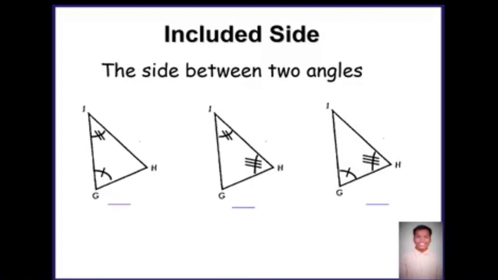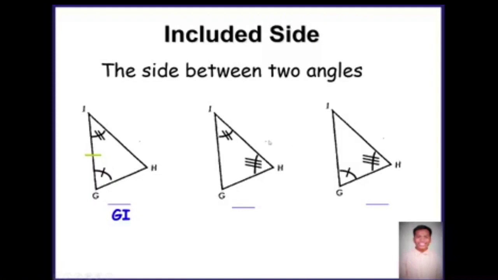Alright, moving forward to our next slide, we have the side between two angles. If lately you were provided with two sides and an included angle, this time we are given two angles and an included side. So in our illustration, we have triangle IGH with three figures. You are given angle I and angle G. The included side here is, of course, side IG or side GI.